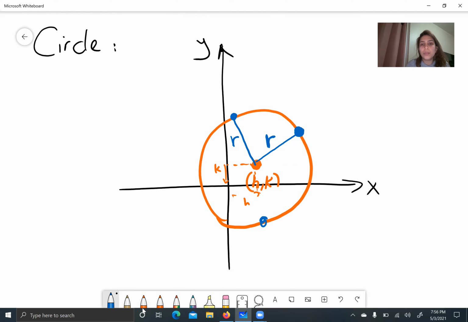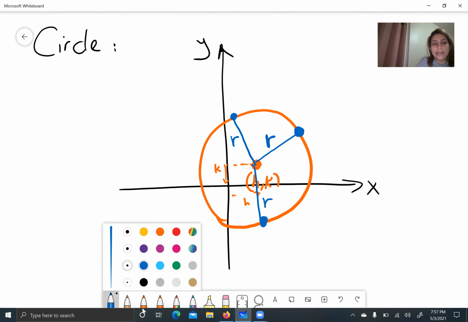You pick another point, it has the same distance from the center. So it's all the points that stand at the same distance from the center. So now, because we learned about distance, let's find the formula for an equation.